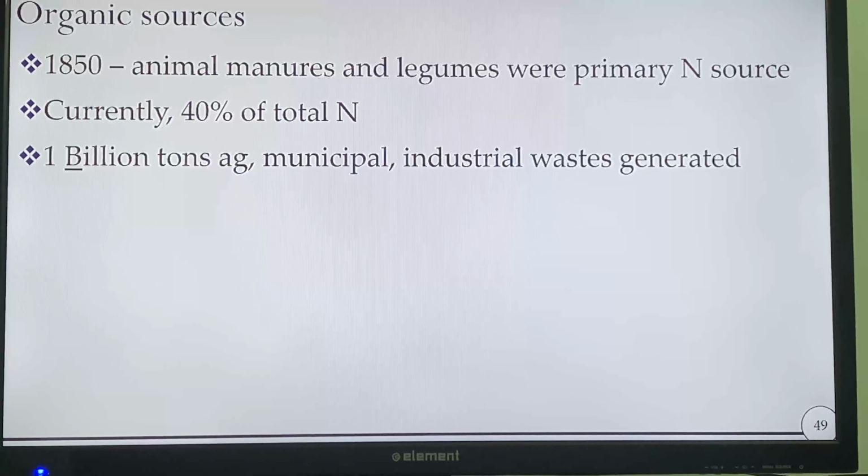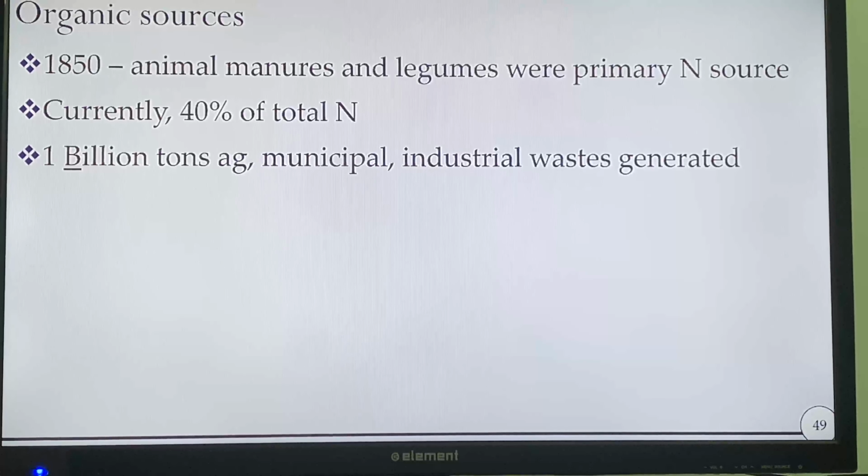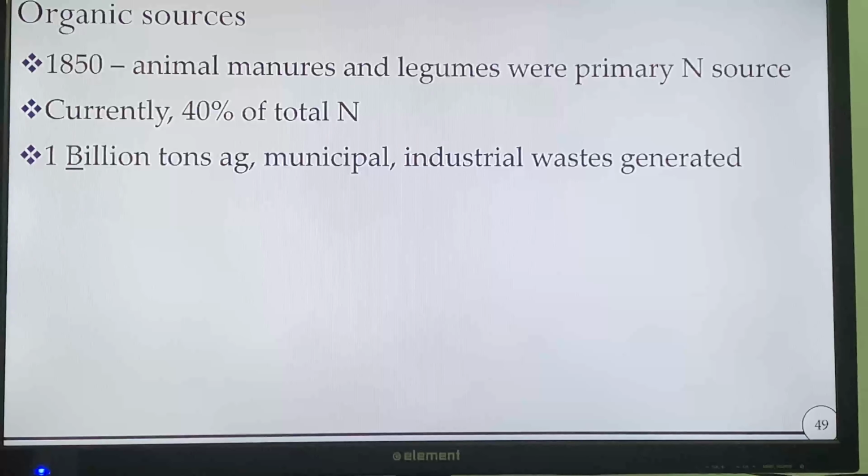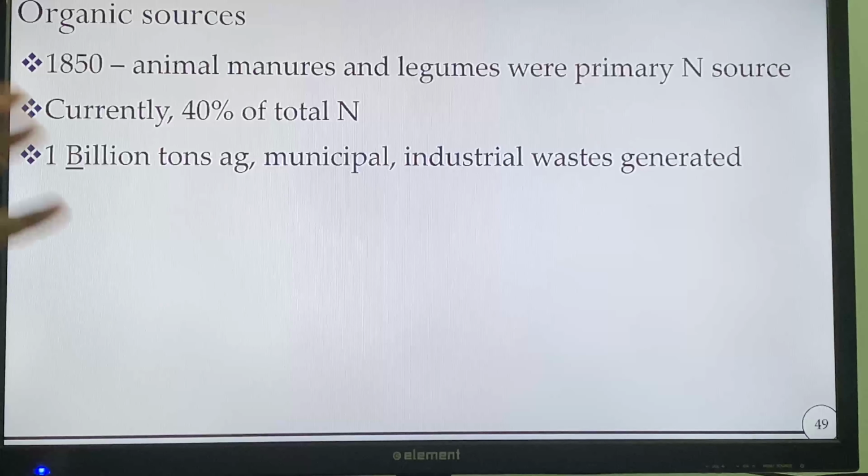And if you remember back, we are actually manufacturing 139 million tons of synthetic fertilizer.